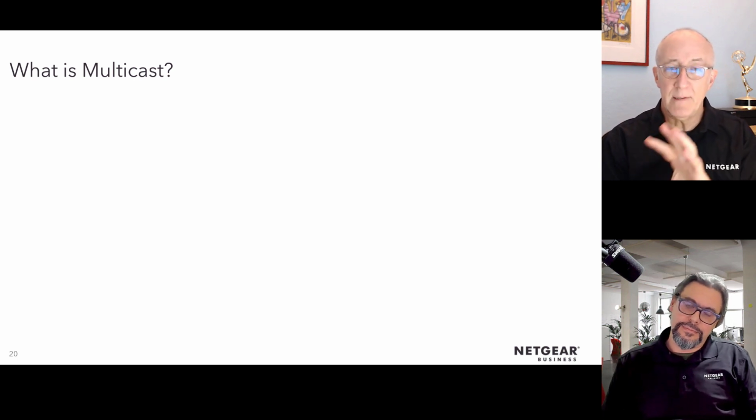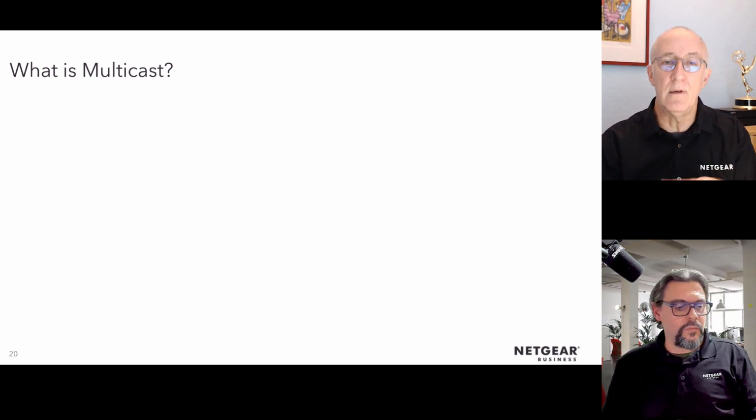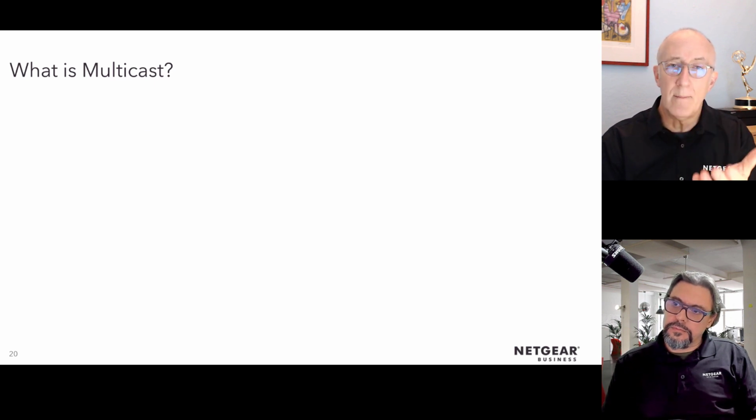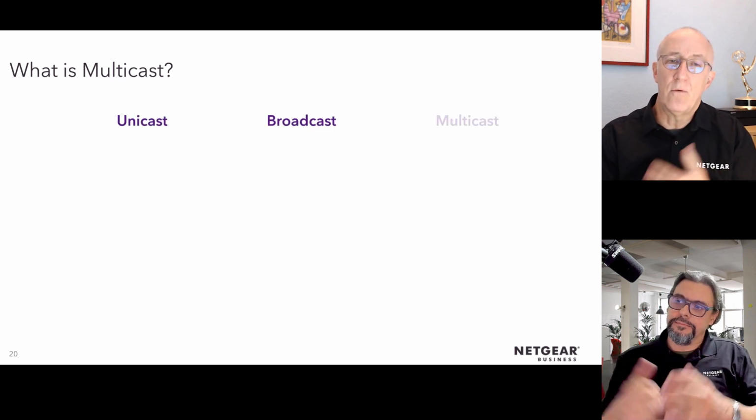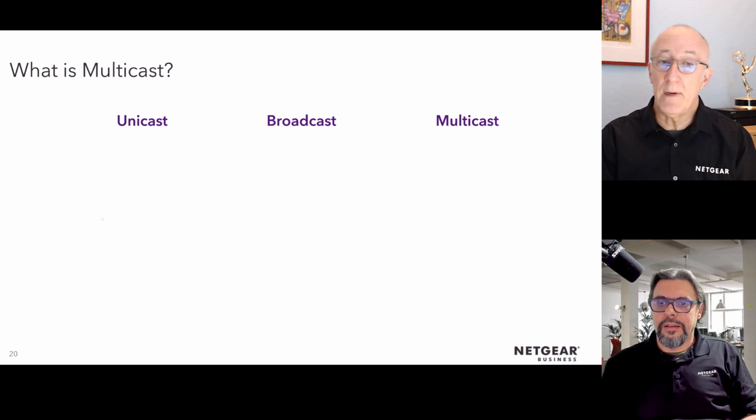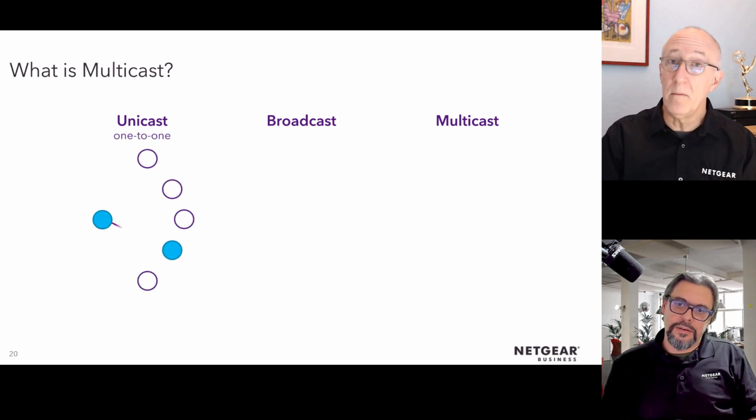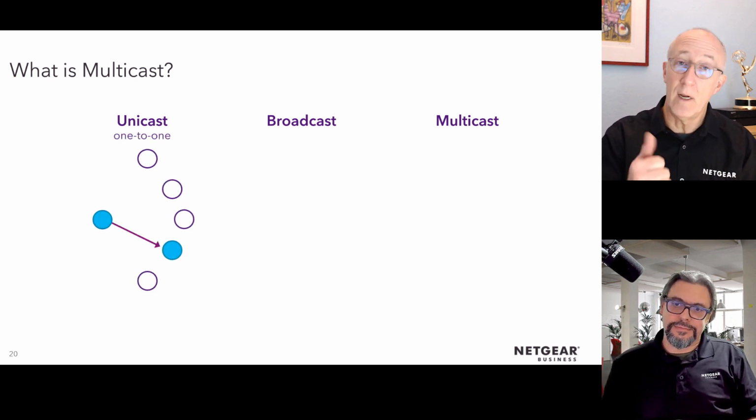We've got the basic ideas of what AV over IP is and all that sort of stuff. But let's talk about multicast and the difference of the 3 here. So unicast is pretty straightforward. It's one-to-one. You ask for it, you get it. Telephone conversation. I call you up, you answer your phone, we talk.